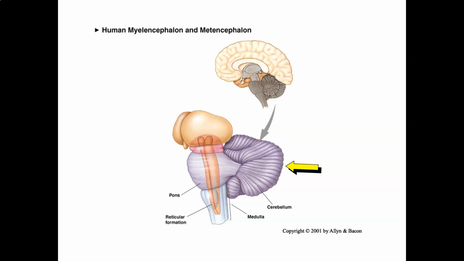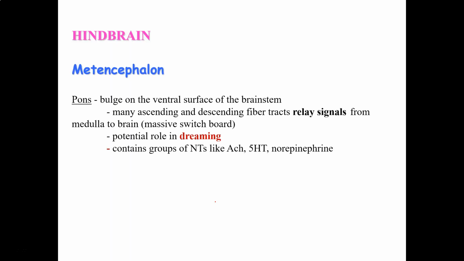Collectively, they both make up the metencephalon, which is the first structure in the hindbrain. The pons is the major bulge on the ventral surface of the brain stem. So the midbrain and hindbrain collectively make up the brain stem. In the pons, when you slice through it, you'll see lots of white network-like structures. That's because it's got lots of fibers going up and down through it to relay signals from the medulla to the brain. The pons is serving as kind of a massive switchboard.